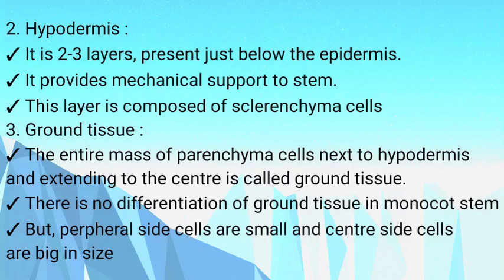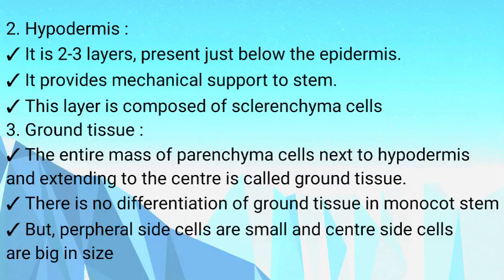Third one, ground tissue. The entire mass of parenchyma cells next to hypodermis and extending to the center is called ground tissue. There is no differentiation of ground tissue in monocot stem, but peripheral side cells are smaller ones and central side cells are bigger in size.